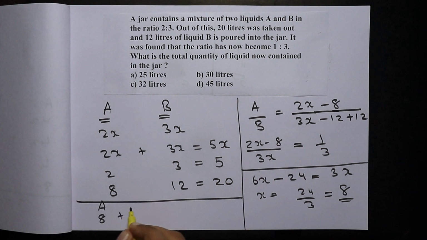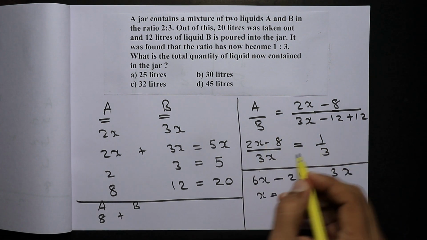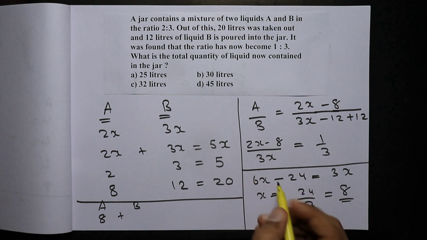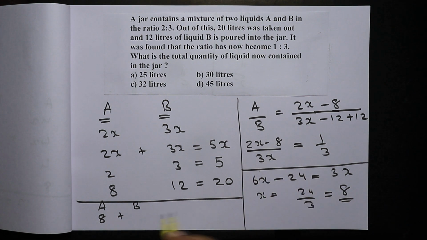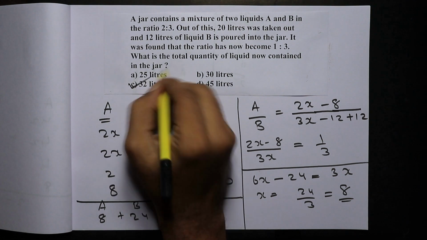Next, let us calculate the quantity of B, that is 3x. So where x is equal to 8, 3x is 24. So the total will be 8 plus 24, 32 liters. That is the total quantity of liquid now contained in the jar. That is option C, 32.